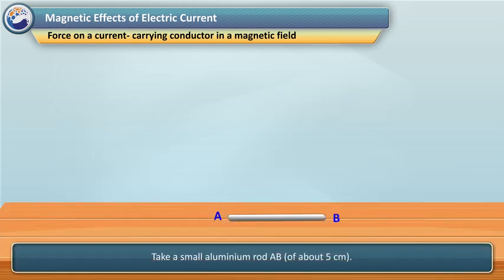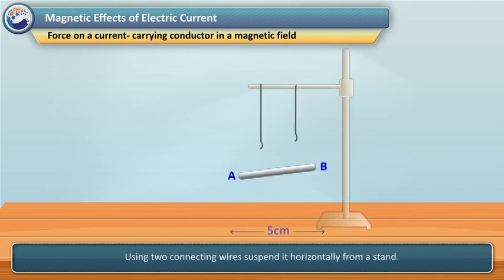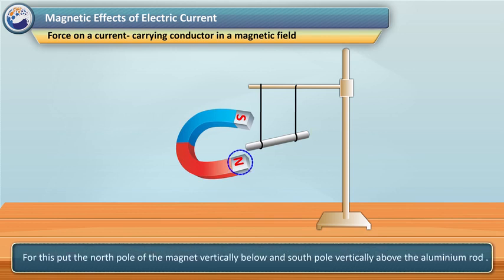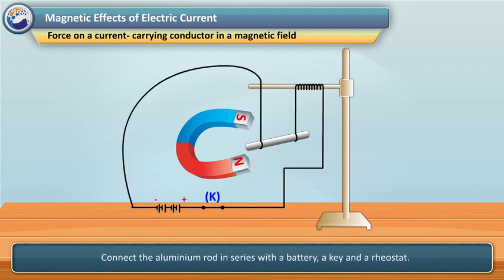Take a small aluminium rod AB of about 5 cm. Using two connecting wires, suspend it horizontally from a stand. Place a strong horseshoe magnet in such a way that the rod lies between the two poles with the magnetic field directed upwards. For this, put the north pole of the magnet vertically below and south pole vertically above the aluminium rod. Connect the aluminium rod in series with a battery, a key and a rheostat.